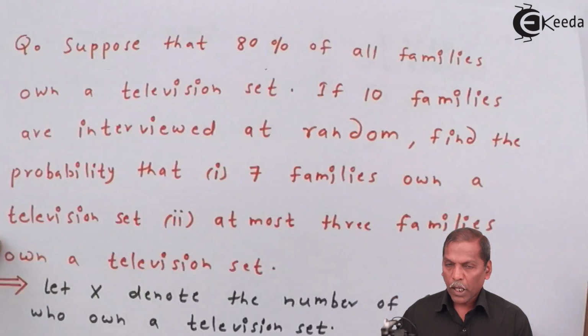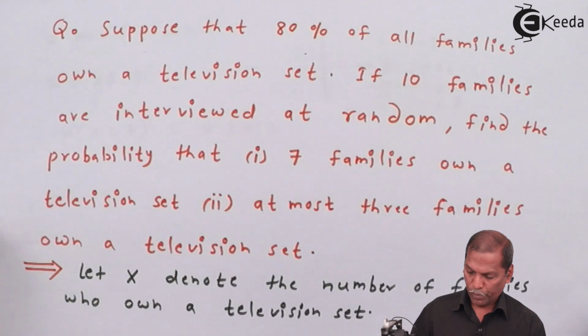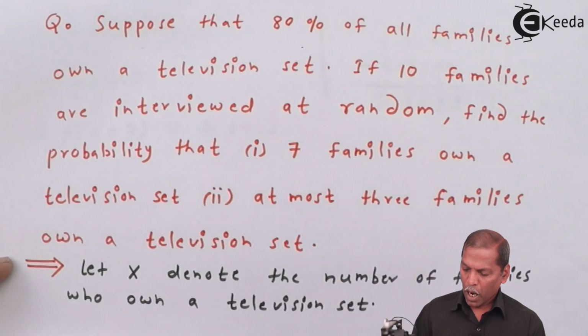Now we see the second part of the question. The second part is, at most 3 families own a television set.